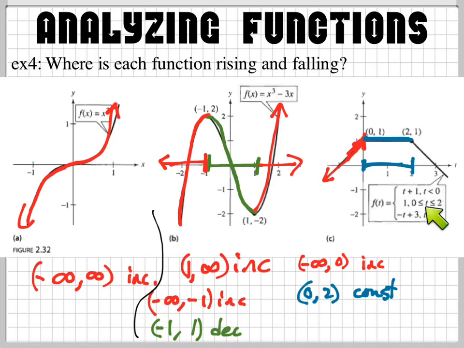And look, isn't that what our condition is right here? Look, it says 0 to 2. Now the last one is decreasing, going from left to right. So this is our last interval right here, from 2 to positive infinity, decreasing.